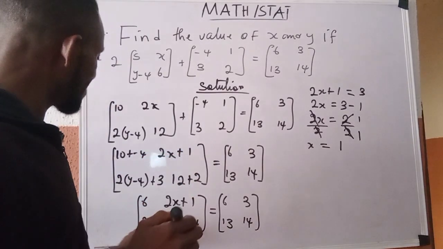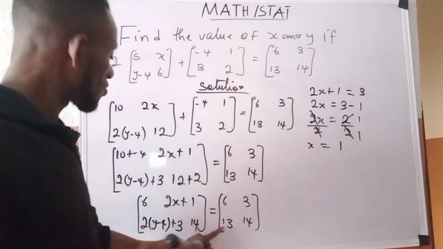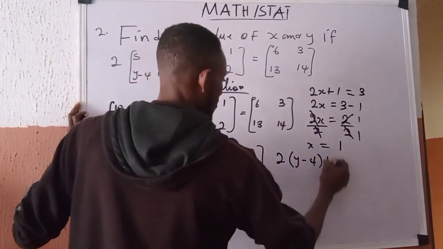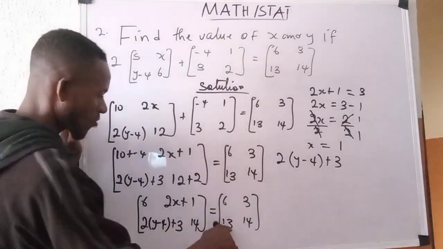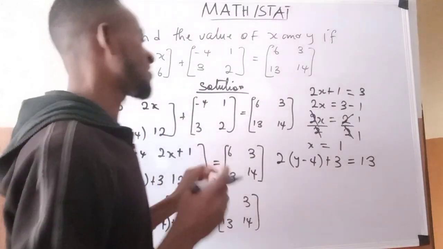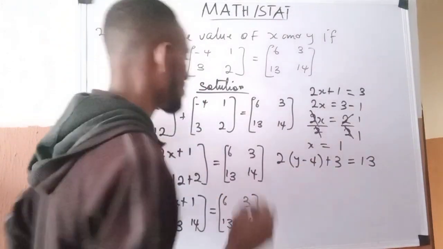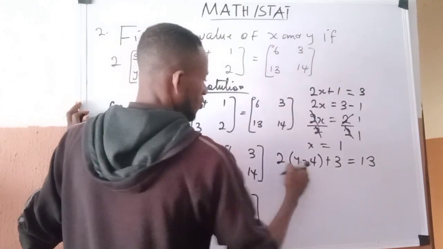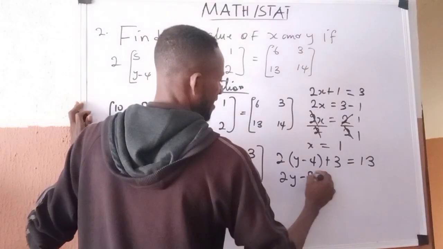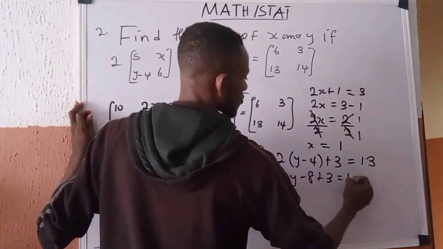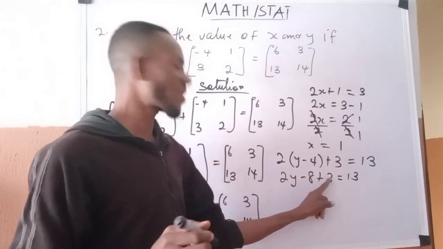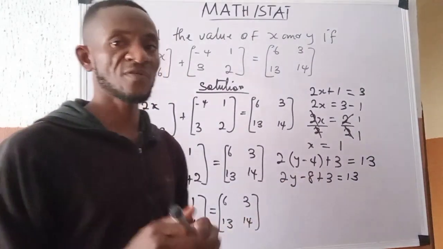Now, whatever is here must be what is here. So if that is true, it implies that my 2 into y minus 4 plus 3, which I have here, must equal 13. This and this are like terms, but let me open this bracket first. 2 times y is 2y. The sign here is minus. 2 times 4 is 8. Plus 3 equals 13. This is something like saying you are owing 8, but you have gotten 3. That is minus 8 plus 3, which gives us minus 5.